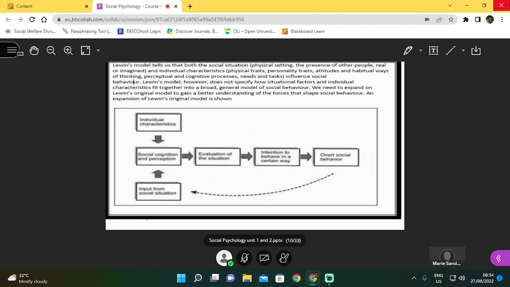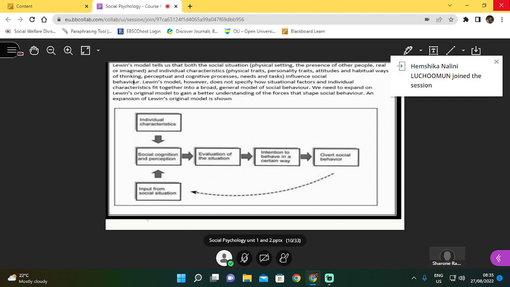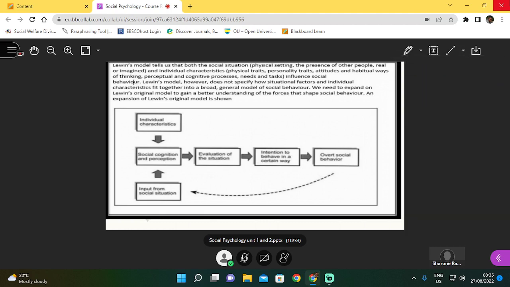The Lewin model is a very, very important model in psychology. Basically, it is about attribution. How do we attribute causality to our behavior? It will refer to one person, which is called Hyde. In this particular model, if you look at the last part of this model, do you see the overt social behavior?